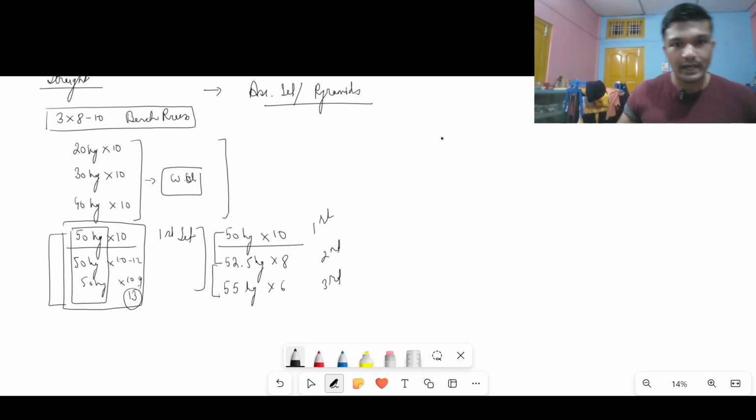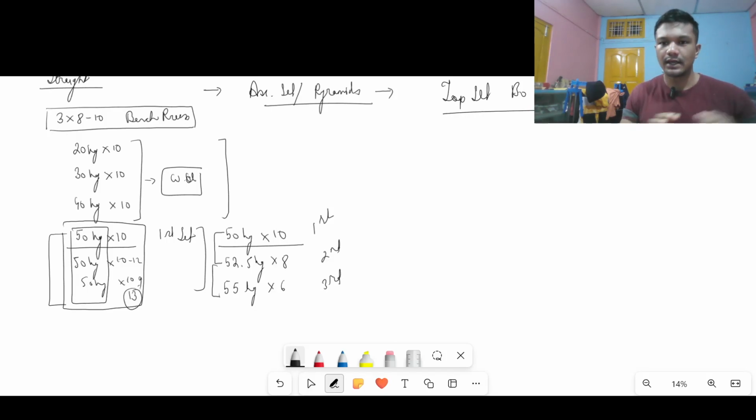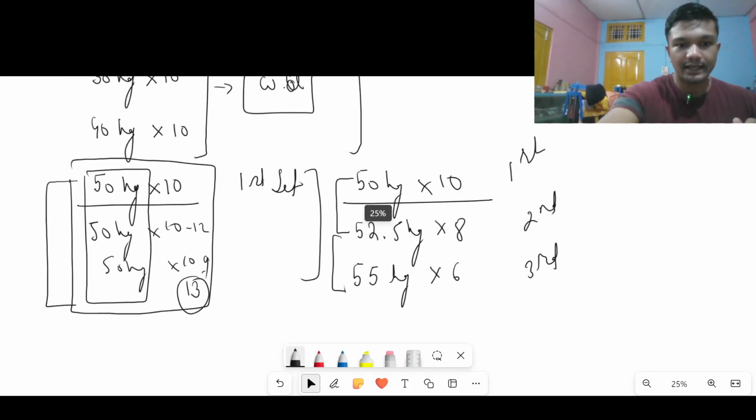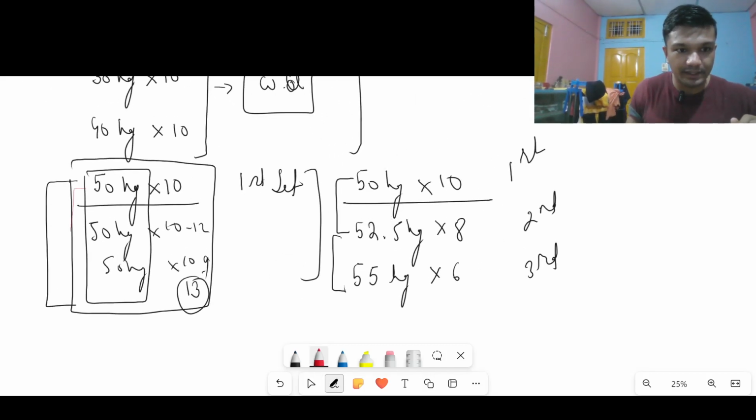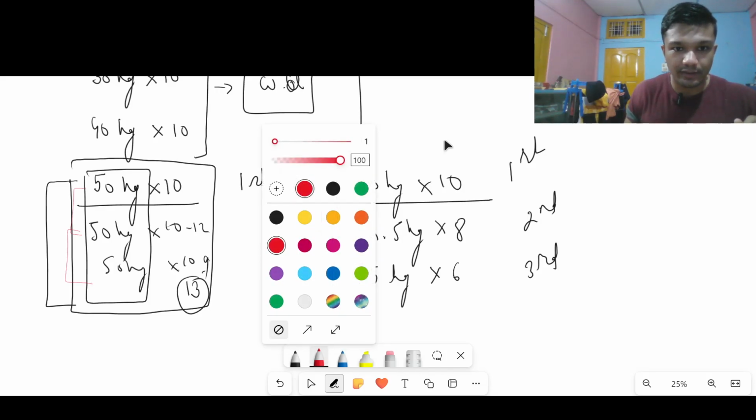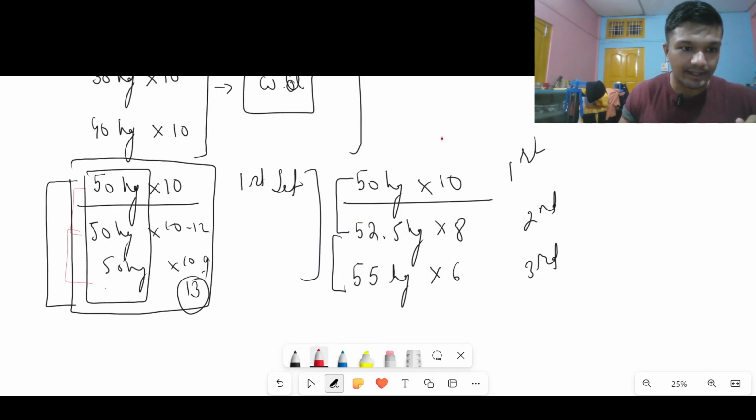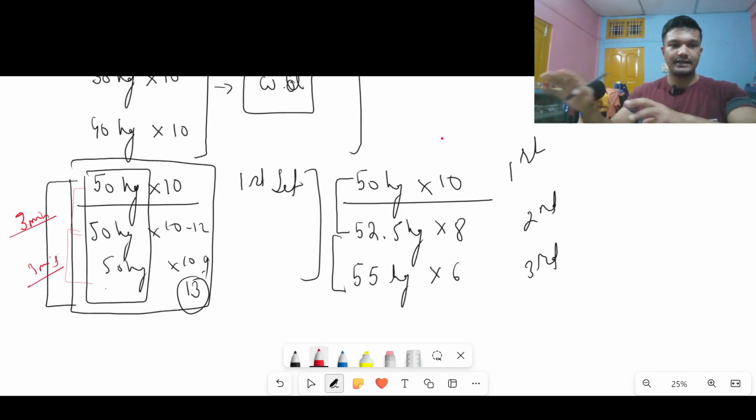Then what changes when we do a top set and back off set approach? Here you have to understand that between each of these sets there are 2 rest periods, and we have rested well between these sets, let's say 3 minutes each. So we are well rested, and each of these three sets is a different occasion, separated by a huge amount of rest.